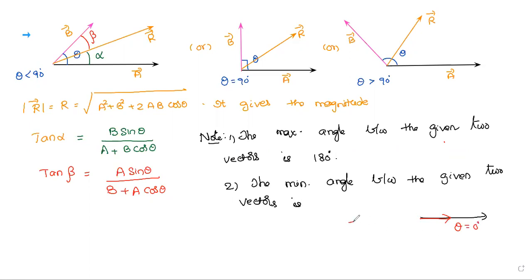If I take the two vectors like this, this is the maximum angle between the two vectors. Right. Here theta is equal to 180 degrees. So this is the maximum case. This is the minimum case. Okay. So the minimum angle, I write here: the minimum angle between the given two vectors is 0 degrees.